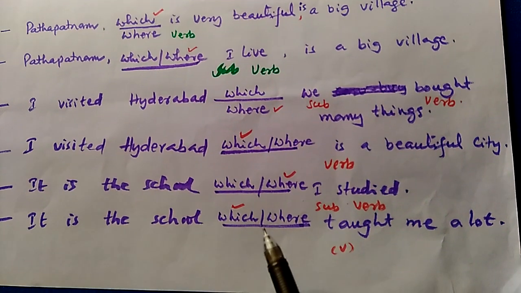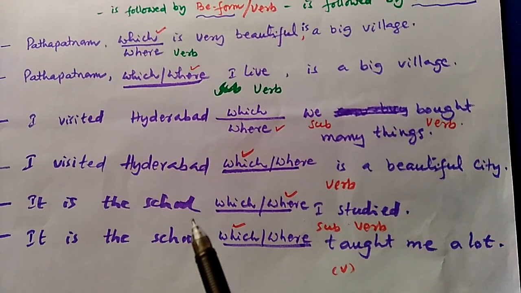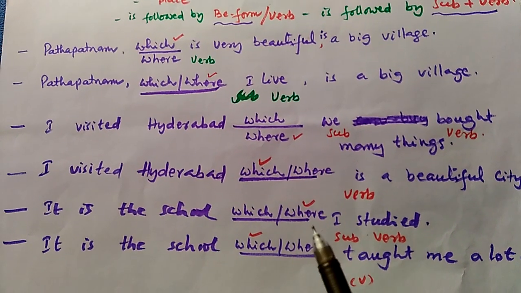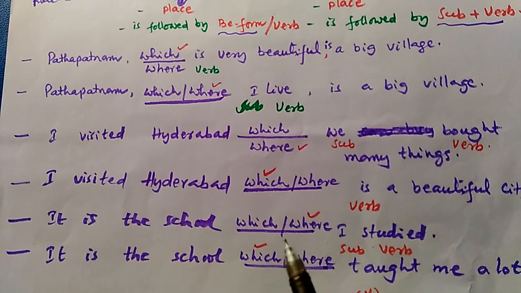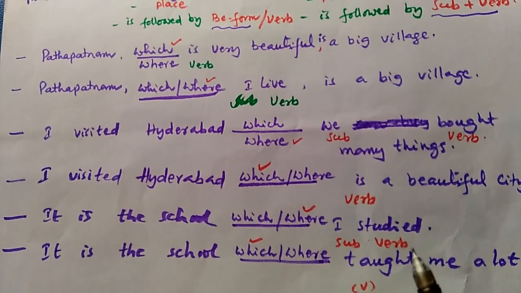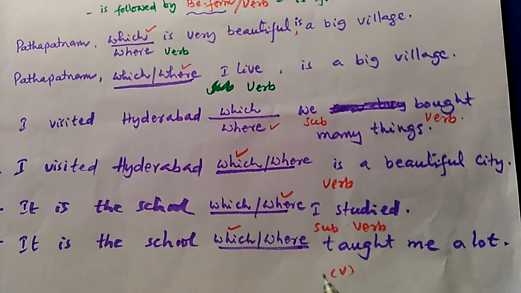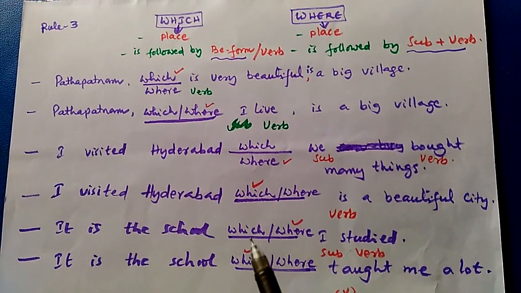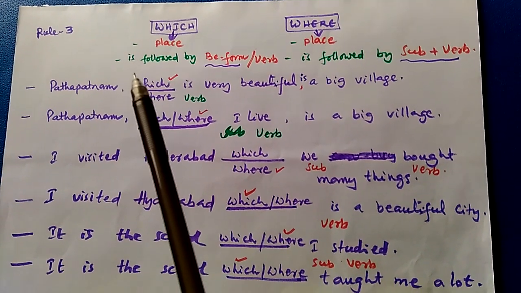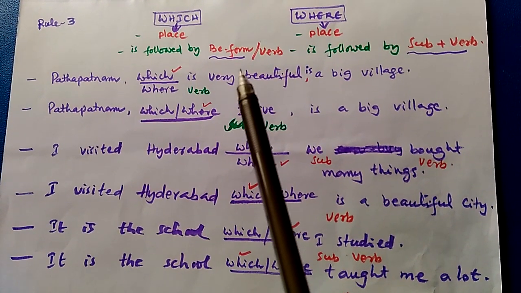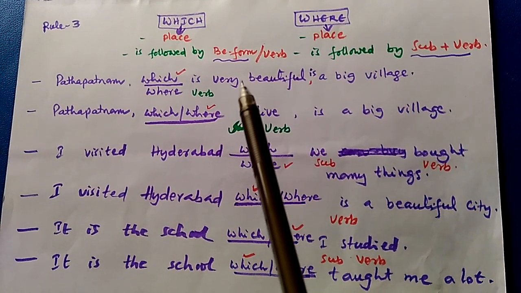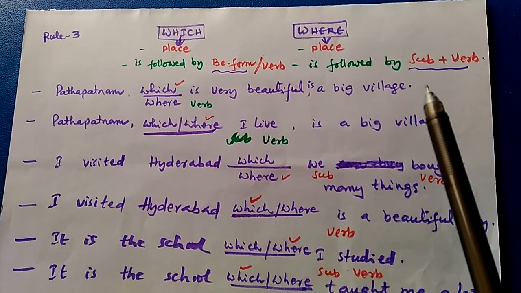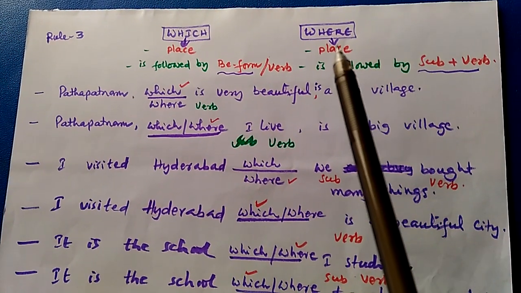Look at these examples. Here the antecedent is a place in both the sentences, whereas here we have used where because the blank is followed by subject plus verb. Here the blank is followed by only a verb, so we have used which. In this way, the clue is that if the blank is followed by a verb, then we make use of which, and if the blank is followed by subject plus verb, we prefer to use where.